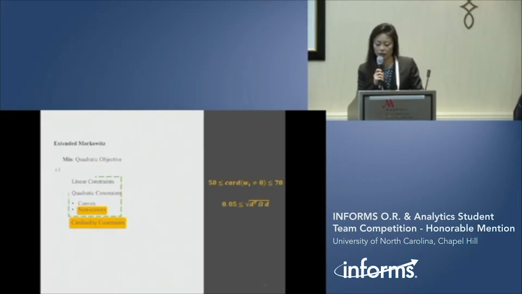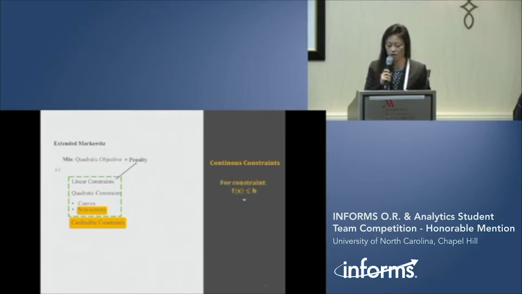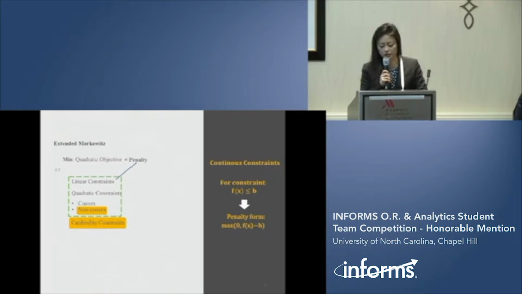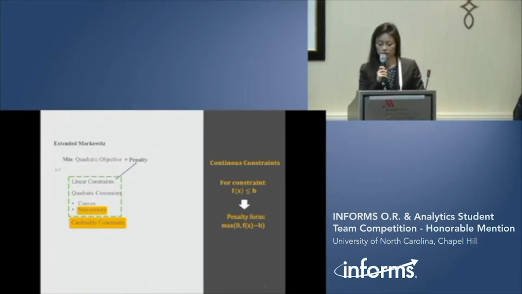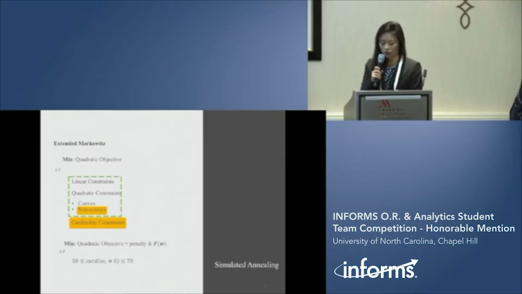Here, linear and quadratic constraints are both continuous, so we decided to treat them as penalties in the objective function. Basically, if any of the continuous constraints are not satisfied, then the objective value will be penalized. Otherwise, if there are no violations, then the penalty is set to be equal to 0. So the new objective function takes into account the old objective value as well as the penalty.